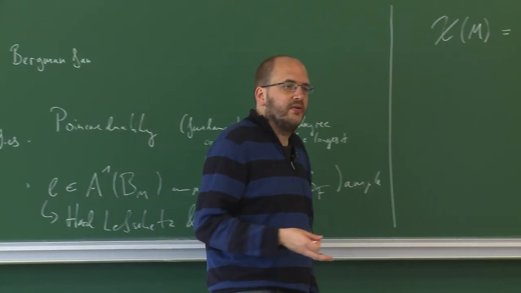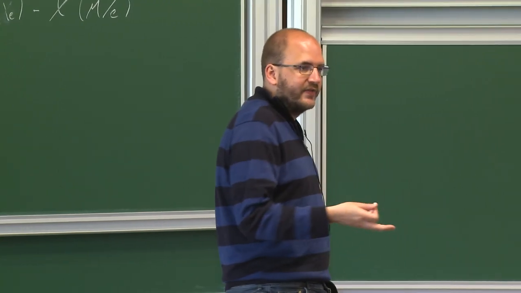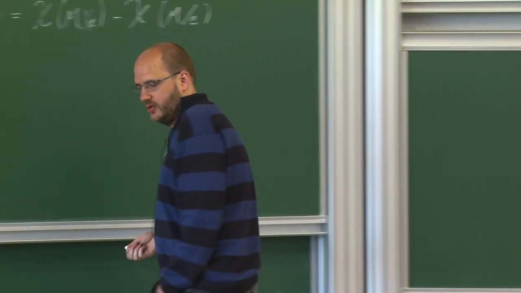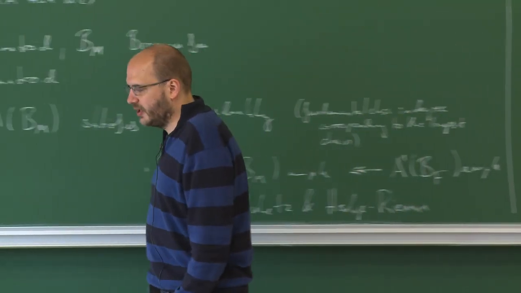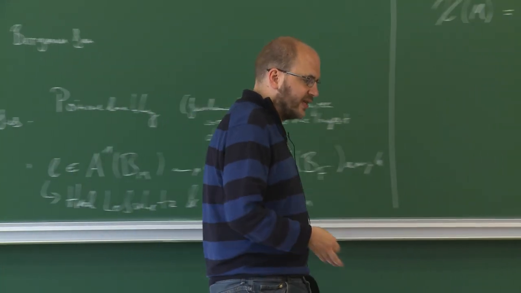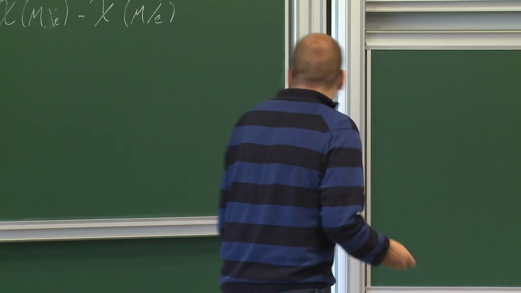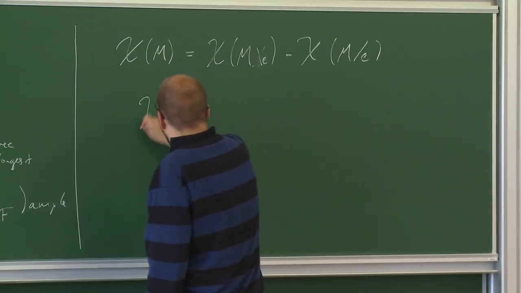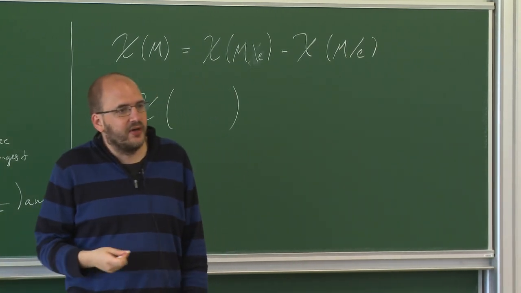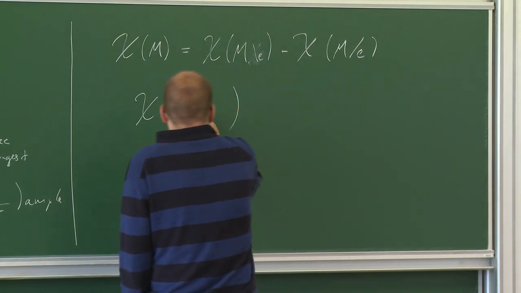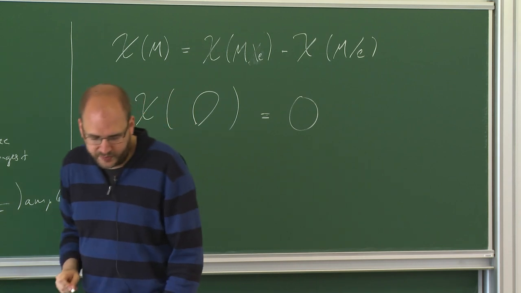You allow for loops, okay? You allow for zero vectors. I will explain now what effect they have. They basically have zero effect. The zero vectors have no effect on this characteristic polynomial. Now you normalize this. You want to say something about the simplest possible graphs, the ones on one edge, and you say the effect should be zero.